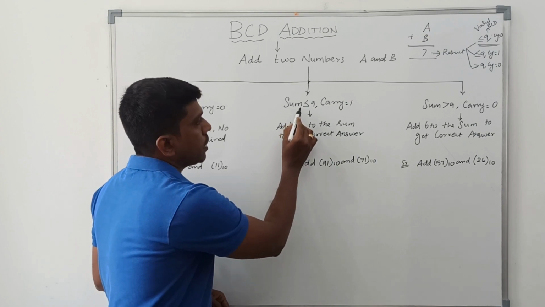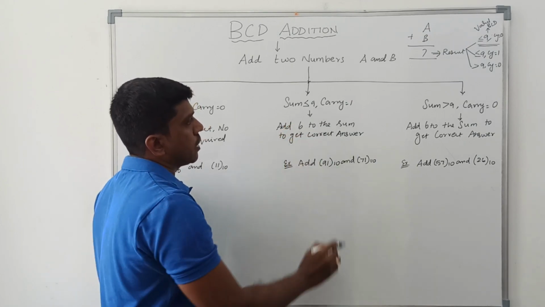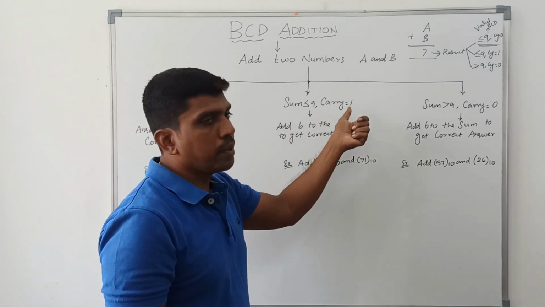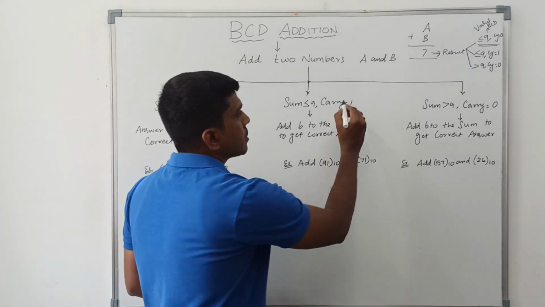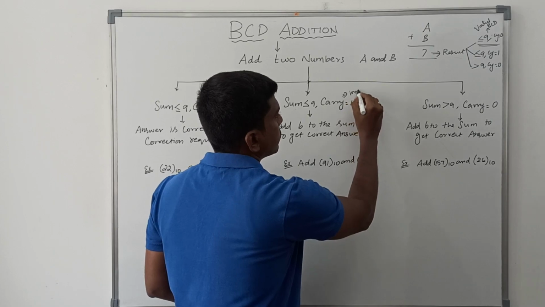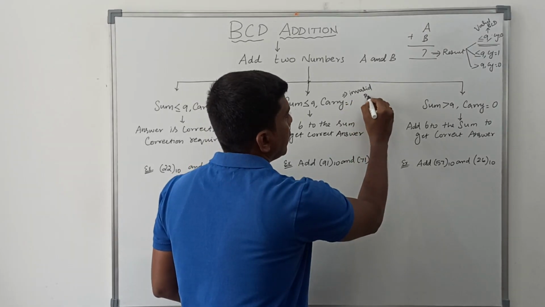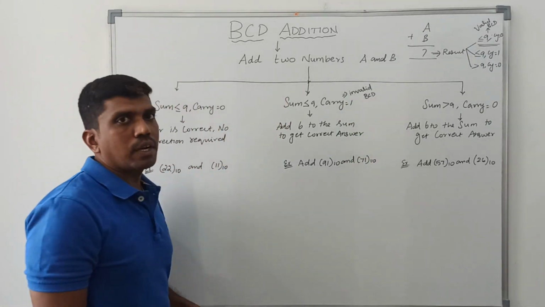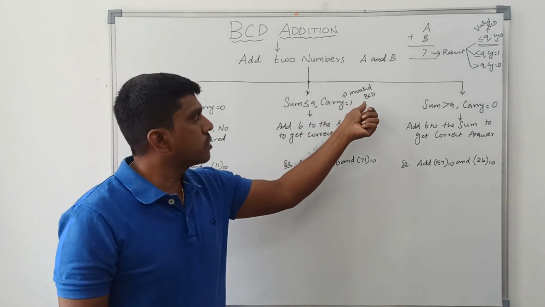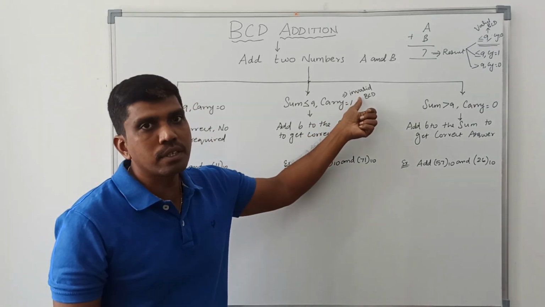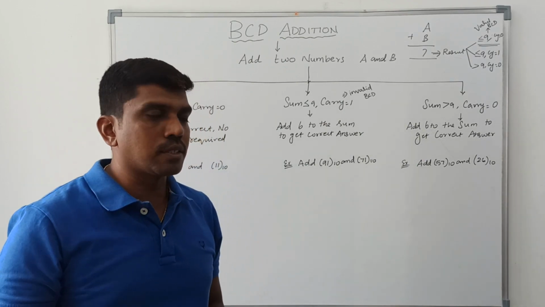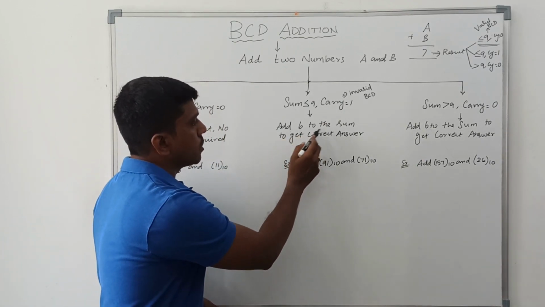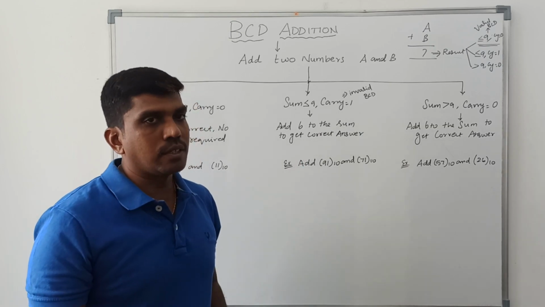Here the sum value is less than or equal to 9, but suppose carry is 1. So carry is generated. In this case, this result is invalid BCD. If you need to convert this invalid BCD into valid BCD, you should add 6 to the sum to get the correct answer.